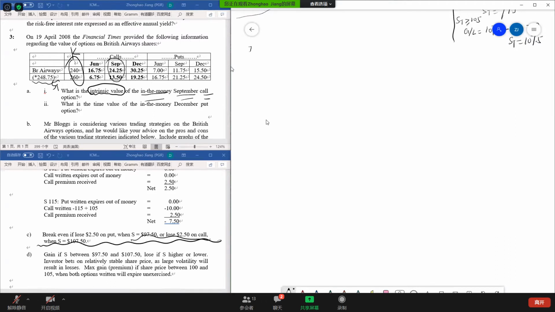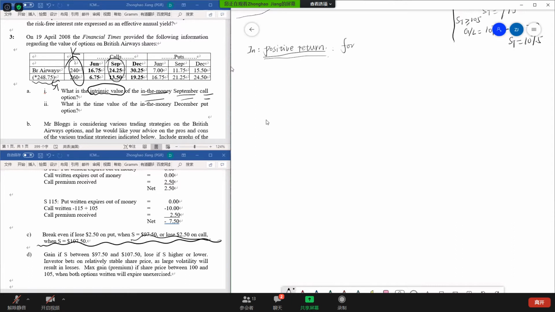So we have to determine which one we use first. What does in the money mean? In the money means the option we receive a positive return from the option. So this means in the money.